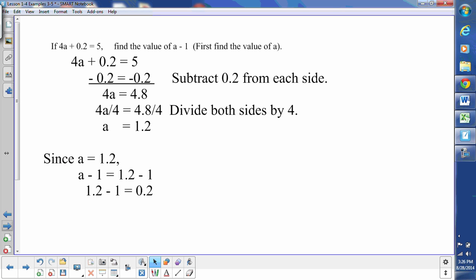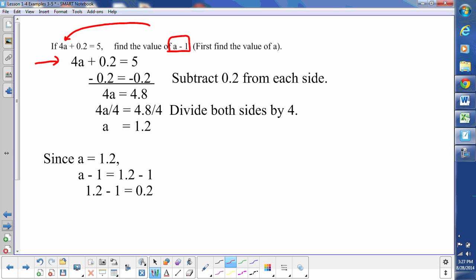I have one more example for you. What happens if you're asked to find the value of a number minus 1? So if you're asked to find the value of a minus 1, or you're given a, first you have to find the value of a. So we write the equation 4a plus 2/10 equals 5.